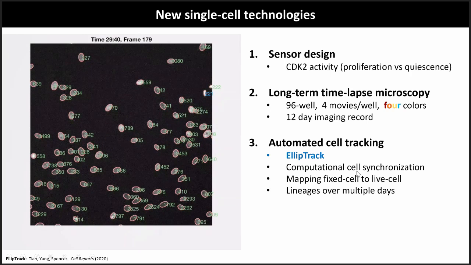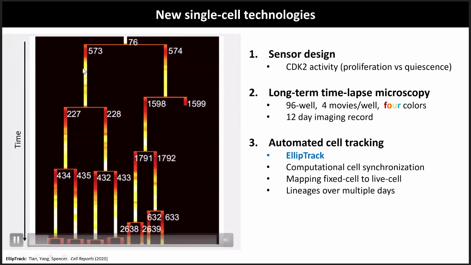So altogether, these technologies allow us to do several useful tricks. For example, we can synchronize cell cycles computationally rather than chemically. We can map a fixed cell stain at the end of the movie back to that cell's history to understand the relationship of the past to the present. And of course, we generate the longitudinal data that is really useful, for example, for developing cell lineages. So here's a lineage that goes over 5 days in melanoma cells.